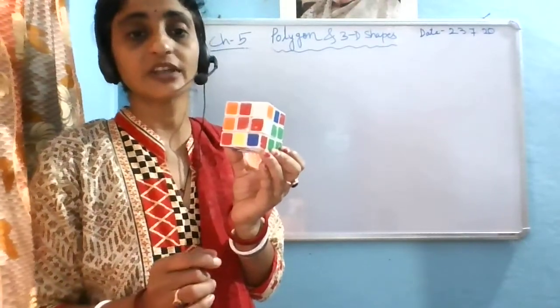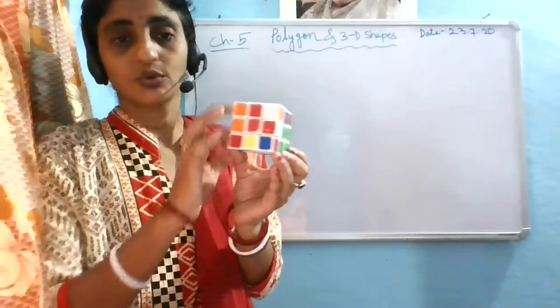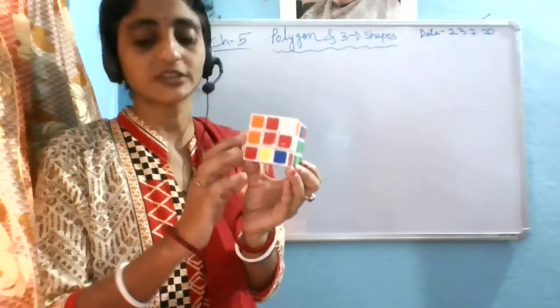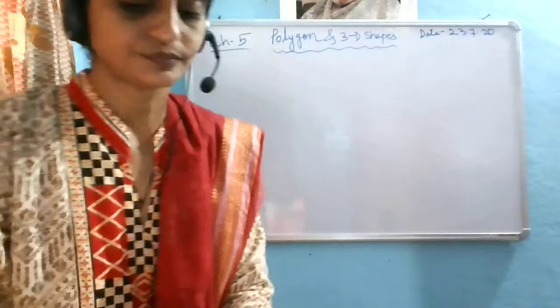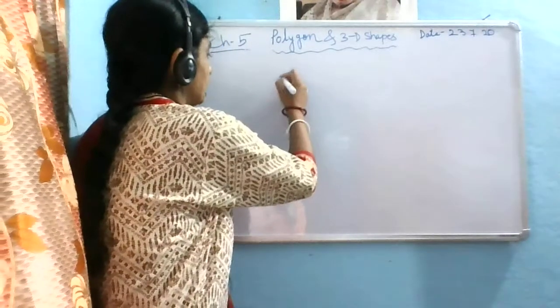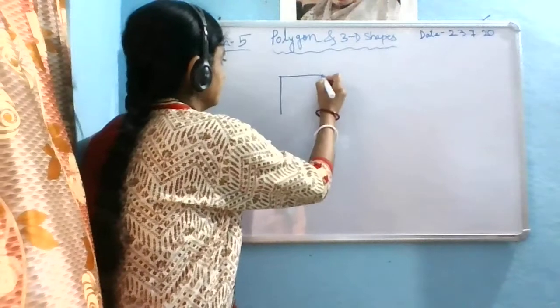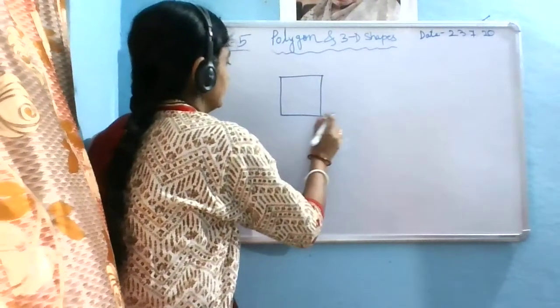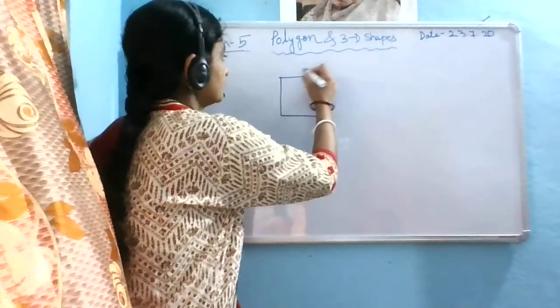How many edges will we get? Let's count all the edges. Okay, we will come to that afterwards. Let me draw one. I am going for a cube. This is the face of a cube.